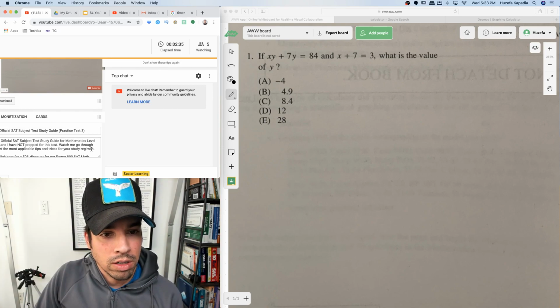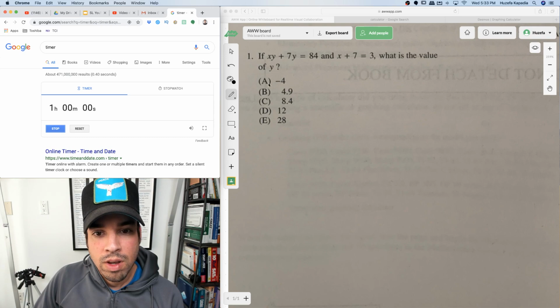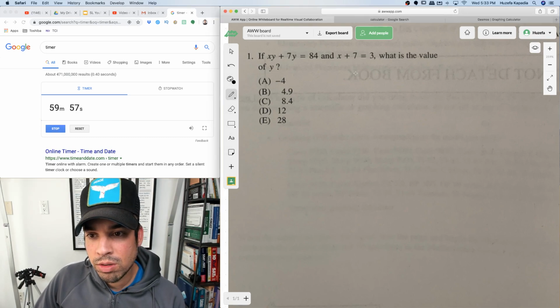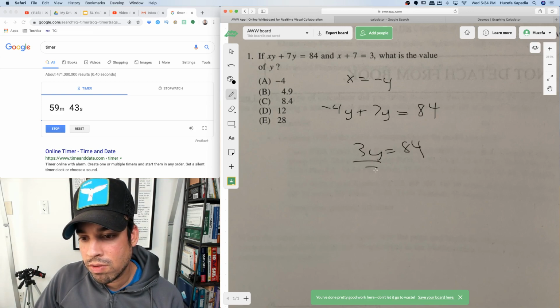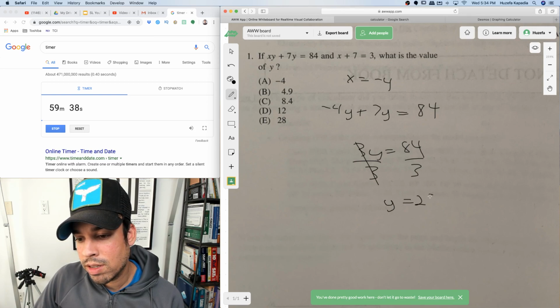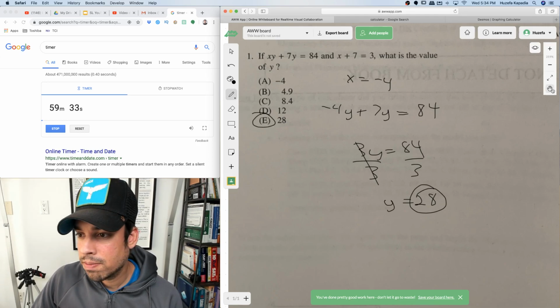Okay, we are going to start here. Let's start the timer. 3, 2, 1. Let's do it. If x plus xy plus 7y equals 84 and x plus 7, what's the value of y? System of equations. Wait a minute, no, we don't need a system of equations. Solve for x. x equals -4. Plug that in here: -4y plus 7y equals 84. That's 3y equals 84, right? 7 plus -4 divided by 3. And that is y equals 28. Boom, done. Next.